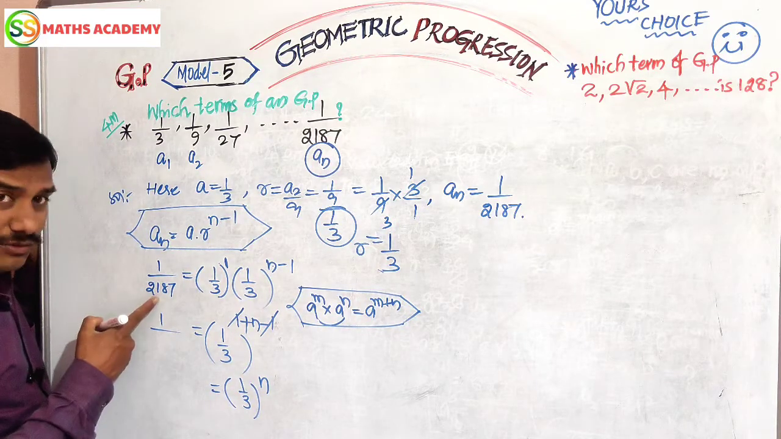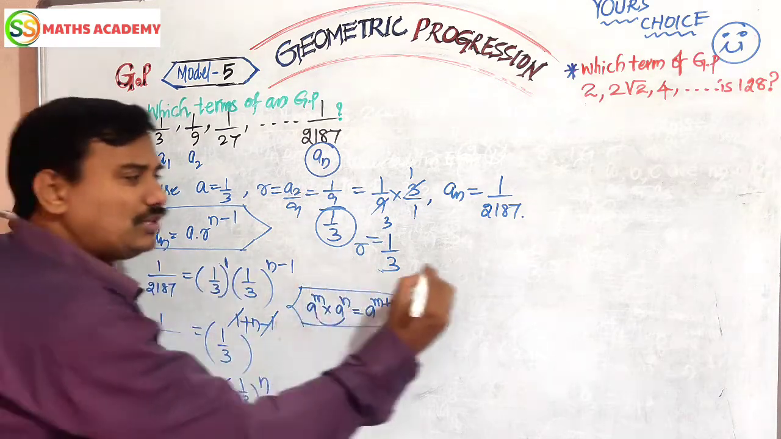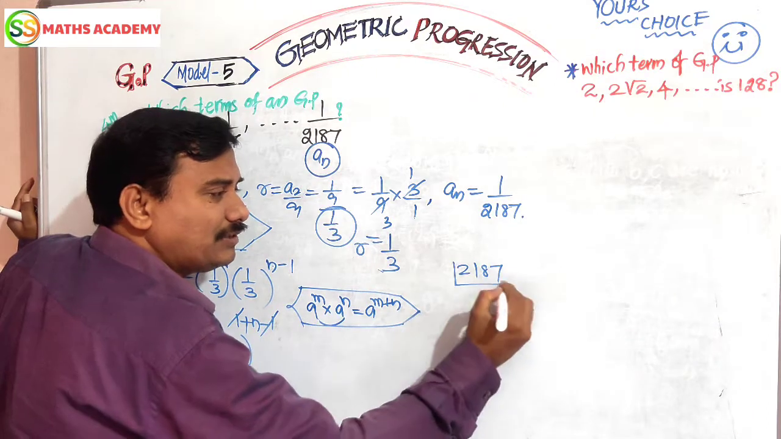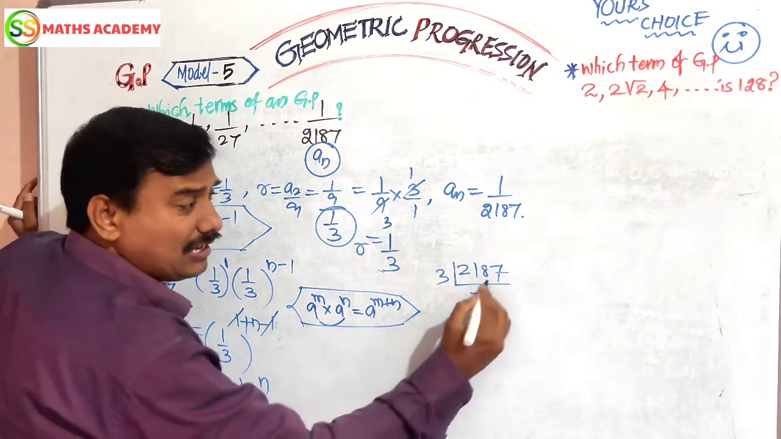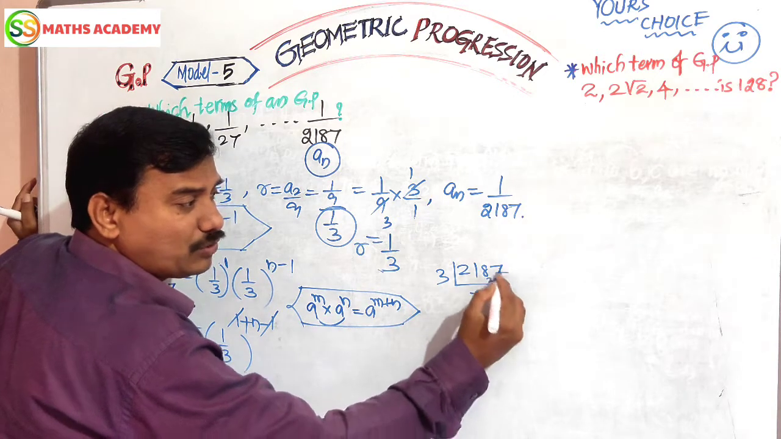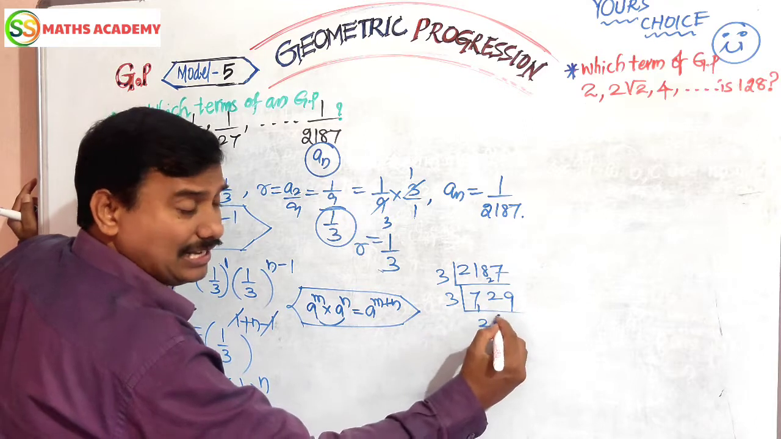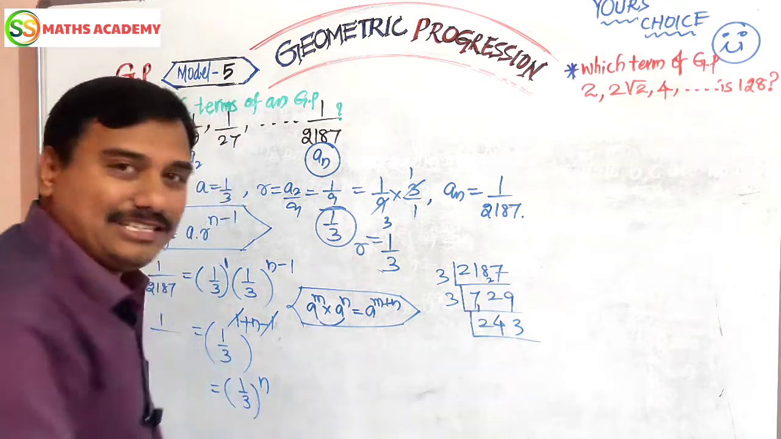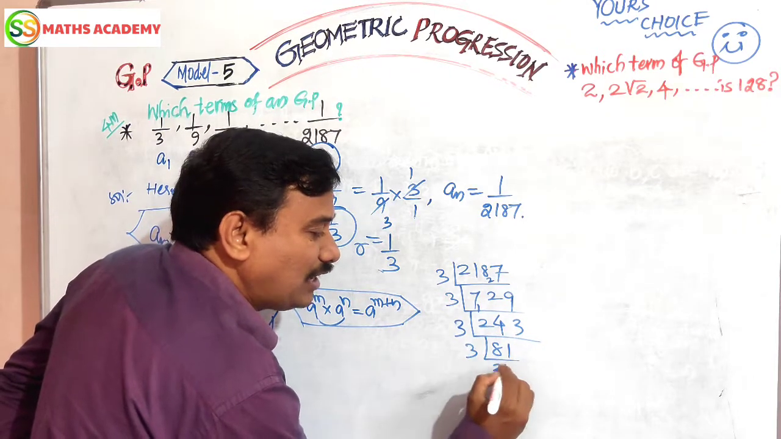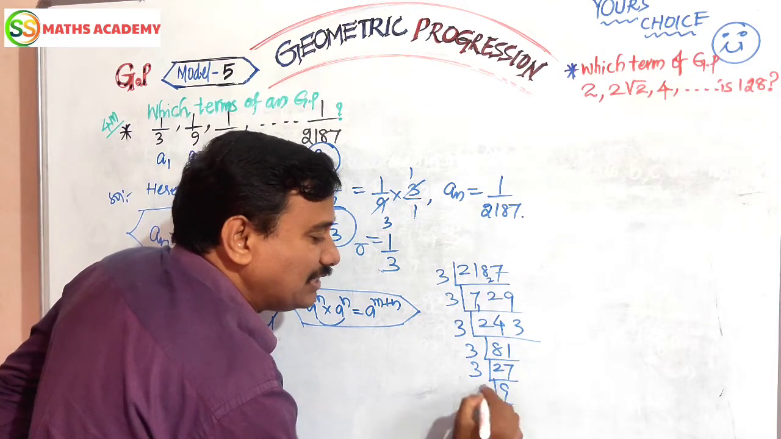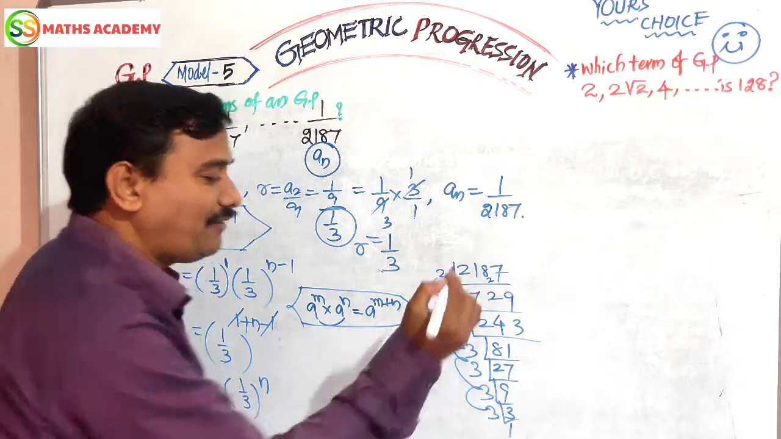Now I have to get 2187 in exponent form. We don't know it directly, so in exam time you should go with rough work with the odd number 3. 3 7s are 21, 3 2s are 6, 2 will be 27, 3 9s are 27, again 3 3s are 9, and 3 3s are 9, then 3 3s are 9. From here onwards it is very easy for you. 2187 divided by 3 gives 729, then 243, 81, 27, 9, 3, 1. Count them: 1 2 3 4 5 6 7.